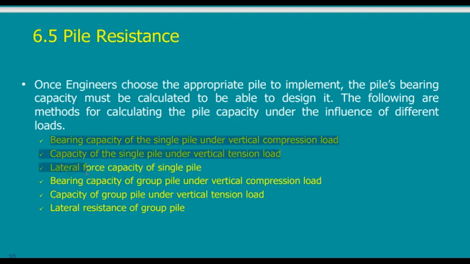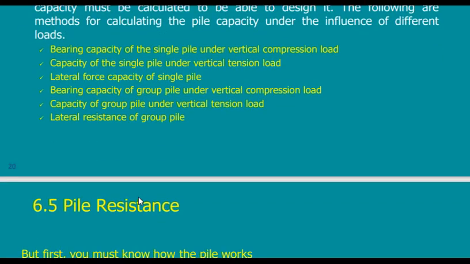There are three things that I should check for a single pile, and the same three things I will check for the group of piles. For the single pile, I will check the bearing capacity under vertical compression load, the capacity under vertical tension load, and the lateral capacity of the pile. So the pile should carry vertical load in compression, it should carry vertical load in tension, and it should carry horizontal load in any direction. This is for one pile. And I should repeat the same for all of the piles together.